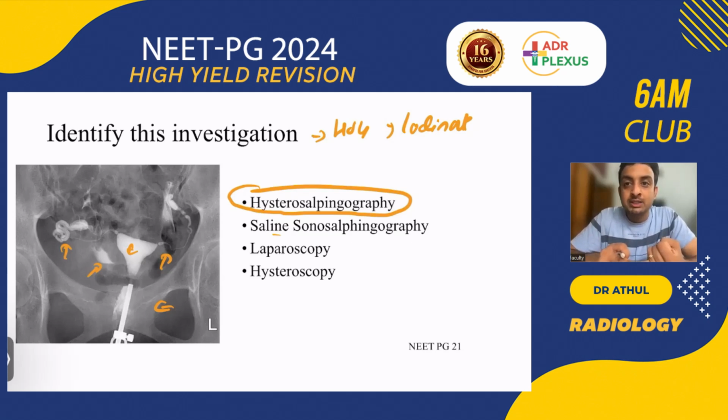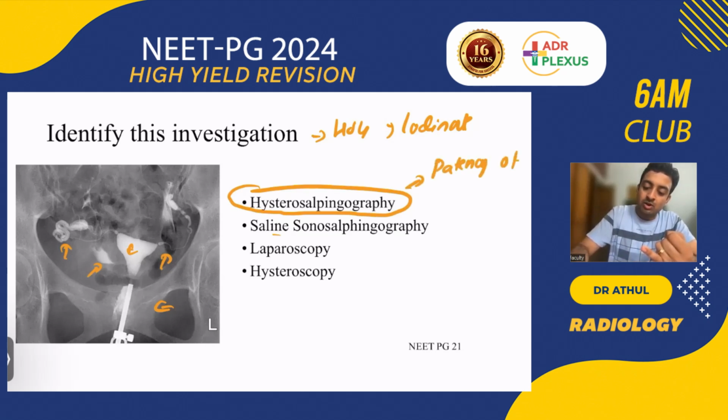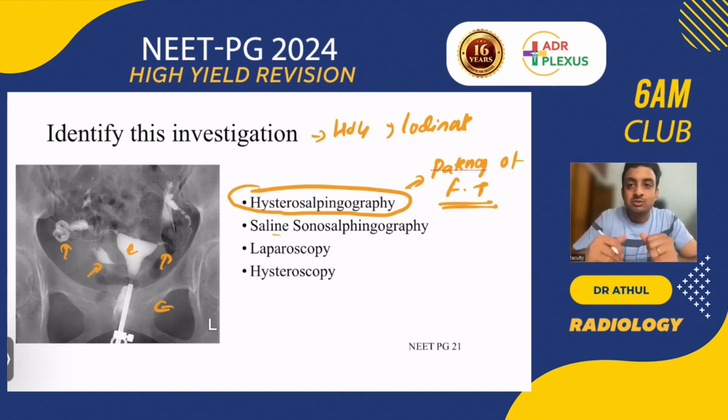When you want to image the endometrial cavity and patency of fallopian tubes, you will be doing hysterosalpingography. Saline sonosalpingography is done under ultrasound. You are injecting saline, and images will not be like this. Images will be sonographic images. So you should not confuse between A and B. So this is HSG. The questions that can come from HSG is how to differentiate between uterine didelphys, bicornuate uterus, as well as septate uterus.